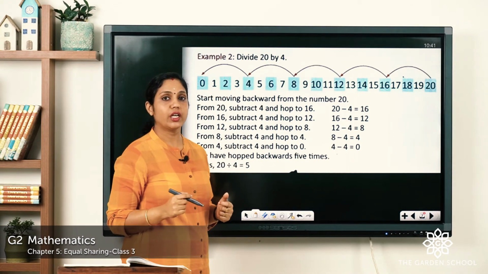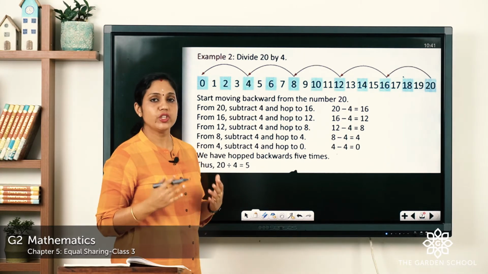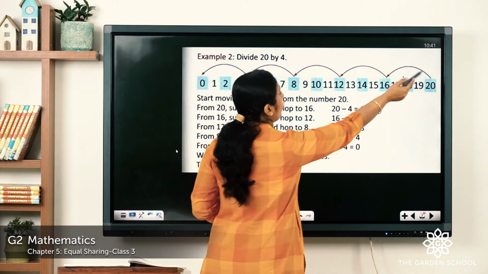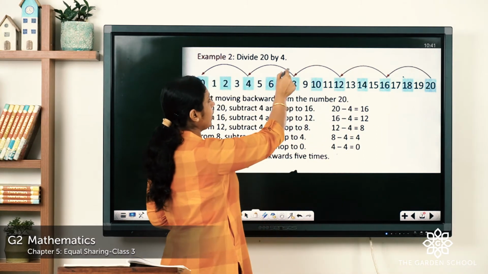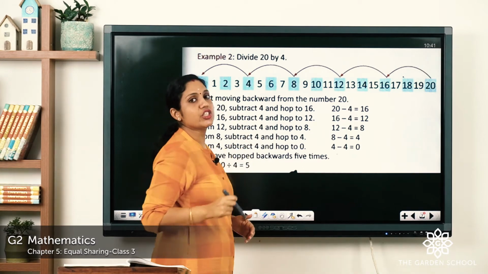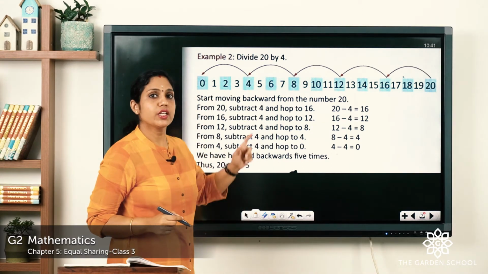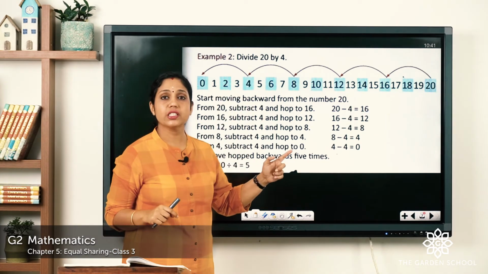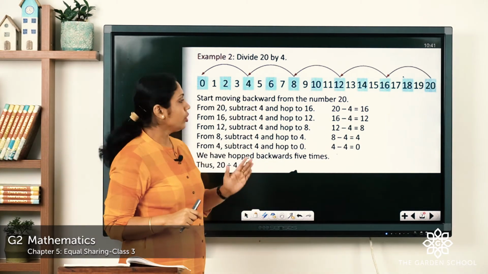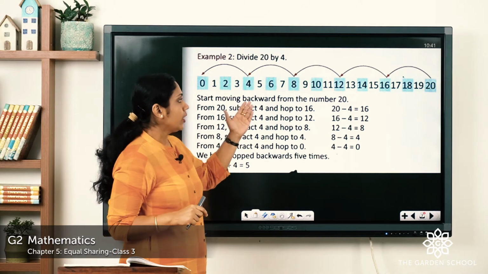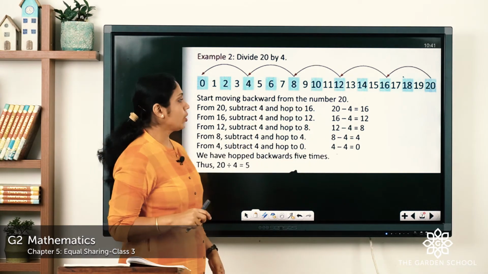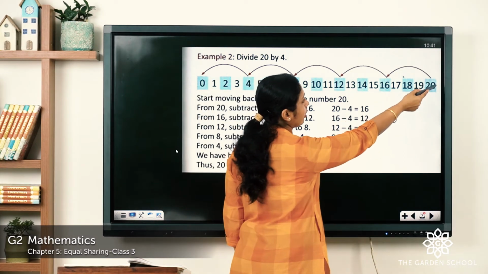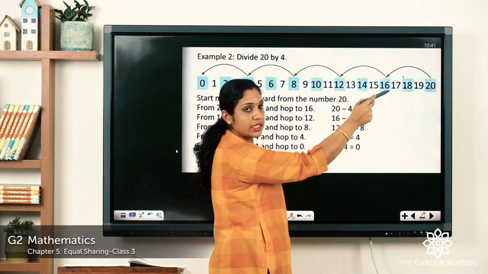So now we have to count how many times we jumped to reach the number 0. So now let's count. 1, 2, 3, 4, 5. So we jumped 5 times to reach the number 0. So what is the answer? 20 by 4 is equal to 5. Here it is shown in the repeated subtraction also. 20 minus 4 is equal to 16. That is, when you make the first jump, you reach 16.